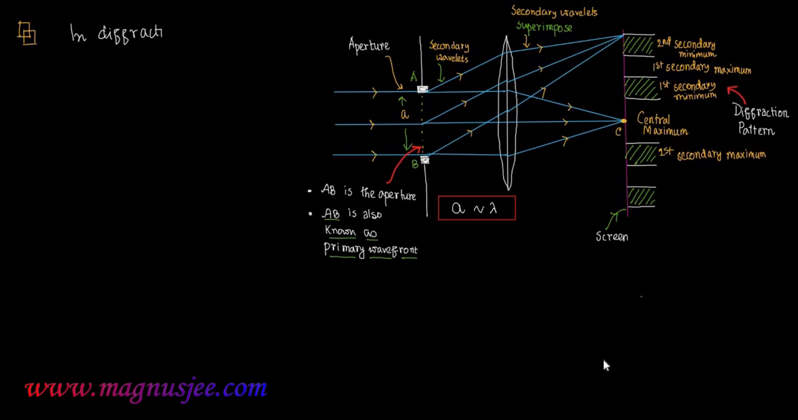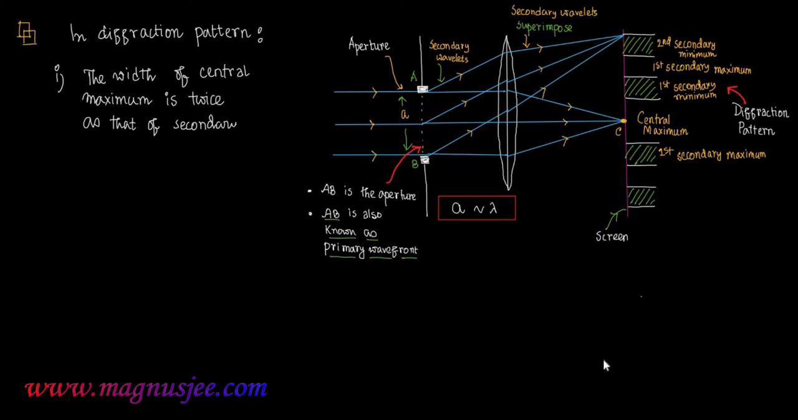In the diffraction pattern, the width of the central maximum is twice that of the secondary maximum. In the diagram here, we can denote the width of the central maximum as beta 0, and beta is the width of the secondary maximum, such that beta 0 is twice beta. Beta 0 is equal to 2 beta.